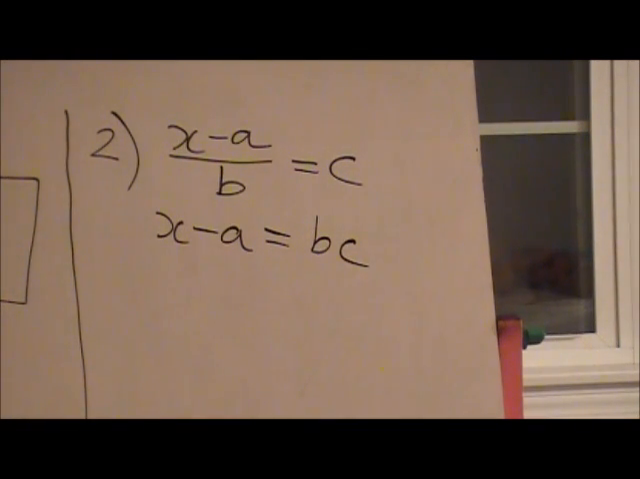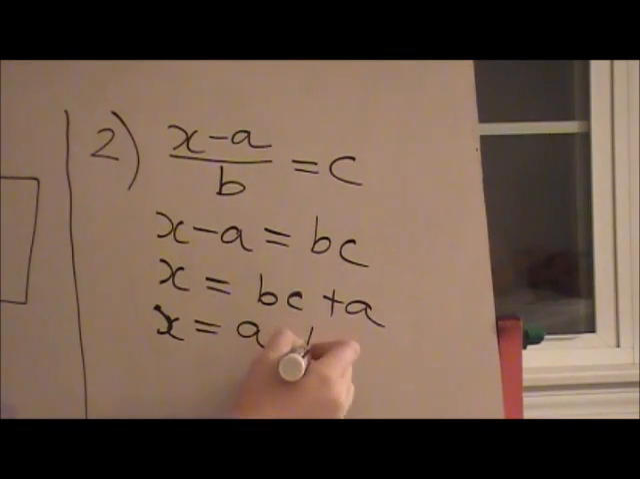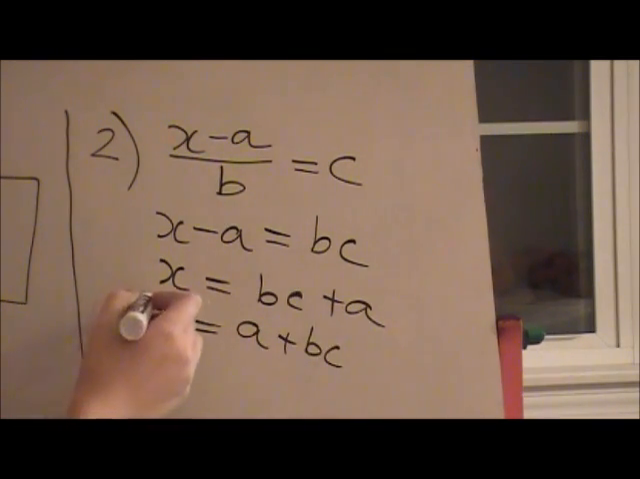Now we need to get rid of this negative a, so in order to do so, we add a to both sides of the equation, and we get x is equal to bc plus a. But again, remember how I said we like to write stuff in alphabetical order in math? So you can rewrite this as x is equal to a plus bc. And that is your answer.